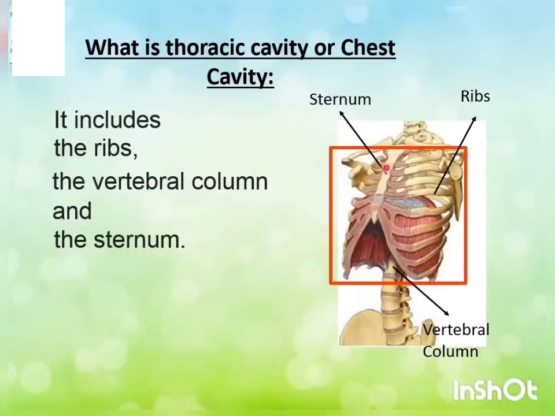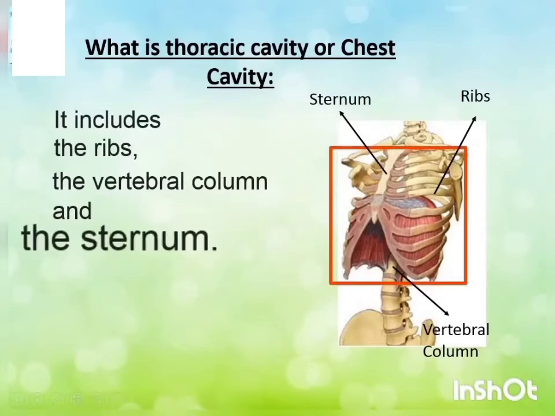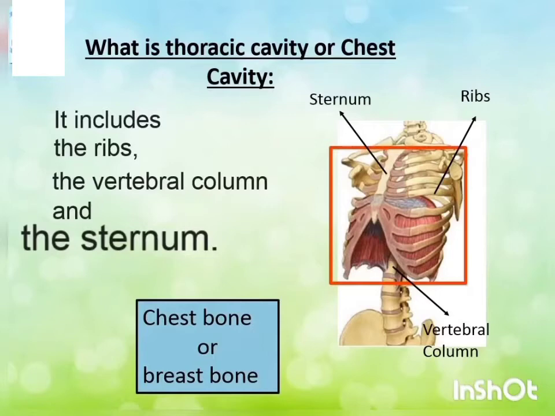Okay, now look at it. All the ribs are attached with the sternum at the front side, and the ribs are attached at the back side to the vertebral column. The sternum is also called the chest bone or the breastbone.